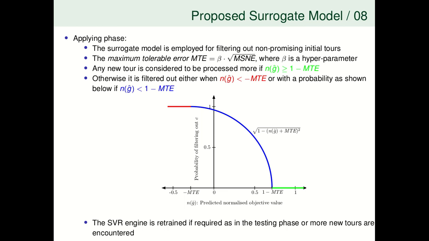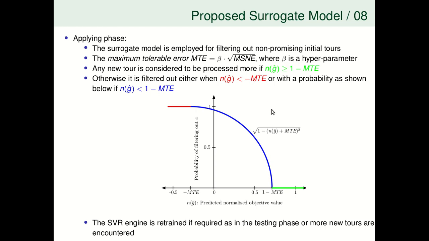In the applying phase, the surrogate model is employed for filtering of non-promising initial tours as expected, and for this purpose, the maximum tolerable error value, or MTE, is considered to be beta multiplied by the square root of MSE, where beta is a hyperparameter. I will talk about this beta parameter in the experiments section.